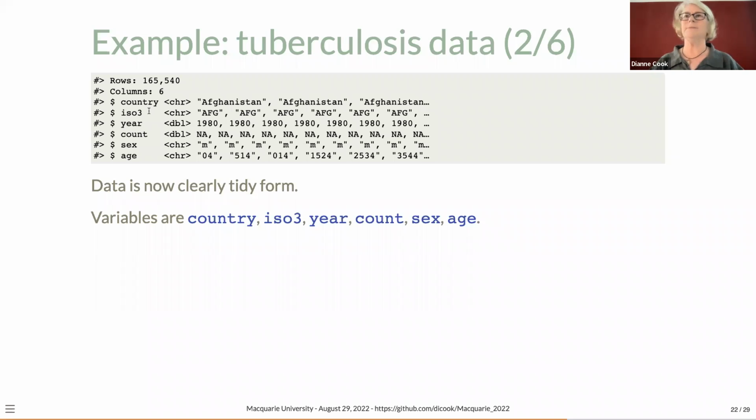Country, I kept ISO 3 because sometimes it's nice to have the 3-letter code. Year, oh, I should have put count last. I should have reorganized the order of these, but sex and age are the other 2 variables. So we've got 5 variables: country, ISO 3, year, count, sex, and age. Sorry, this is a mistake. Count should not be considered a variable. Why? It's just an aggregation. So we've got aggregated data. So count is just the aggregation. The actual variables are country, ISO 3, year, sex, and age.